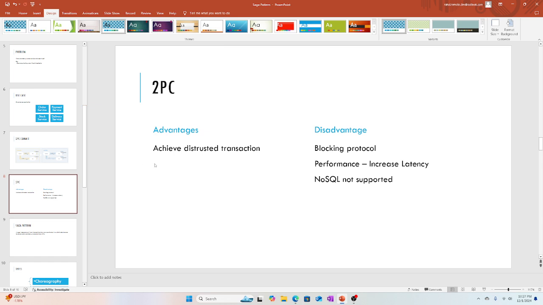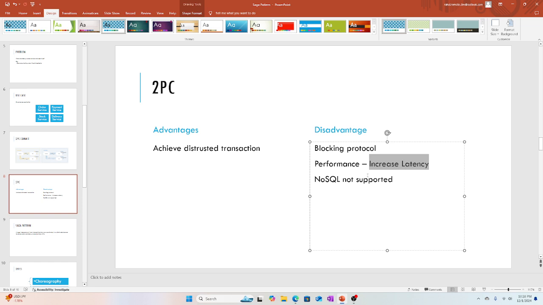There are some advantages and disadvantages of this pattern. The advantage of 2PC is that we can achieve distributed transactions, but there are some disadvantages. In 2PC we have to block all of the databases and make locks on the database, so it consumes some time. Between the prepare phase and the commit phase there is some time, so that basically increases the latency, which causes a performance issue.